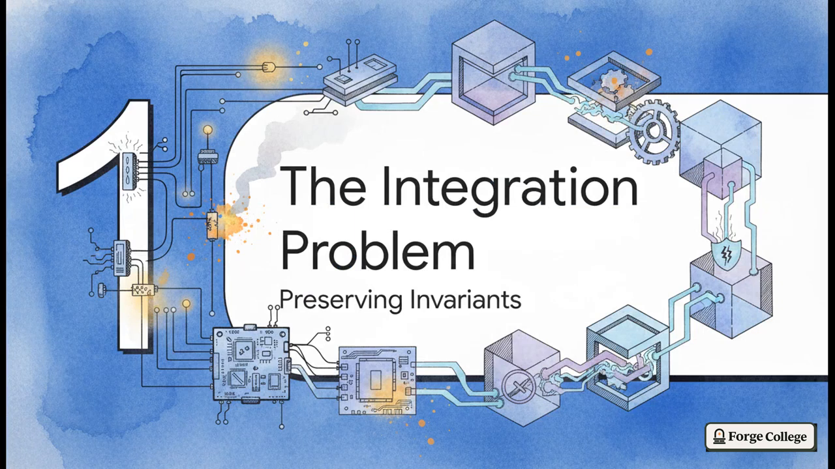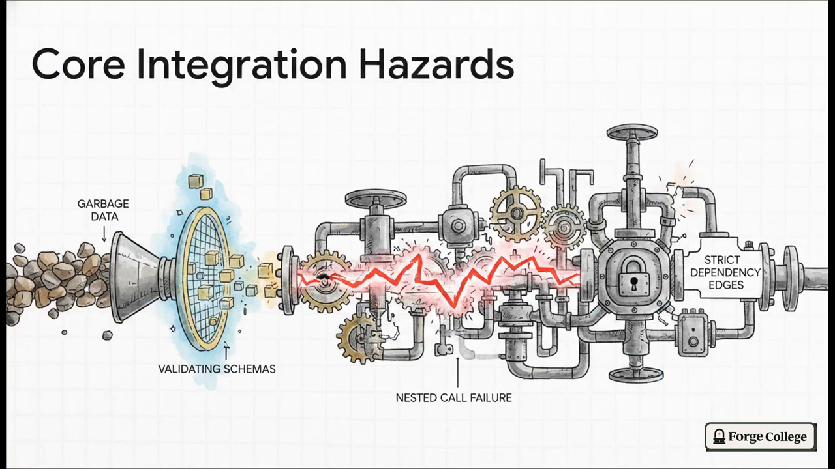Why can't we just plug and play? Well, you really can't just plug composite contracts together and hope for the best. If you do, you risk violating what we call transaction invariants, which is really just an overly fancy way of saying you're breaking the fundamental rules of your contract. We have to validate input schemas so we don't accidentally accept garbage data. We have to handle nested call errors seamlessly without crashing the whole chain. And we absolutely have to manage our dependency edges carefully. Because if you ignore these, one tiny error will literally cascade into a massive, catastrophic system failure.